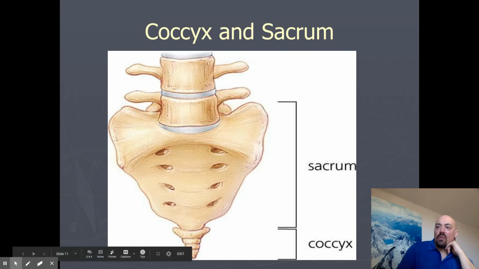And then the last thing is your coccyx. And we don't really abbreviate the coccyx. Like this is first one, second one, third one, fourth one, but they're so small that it's really hard to differentiate between any of them. So that's just our coccyx, tailbone.